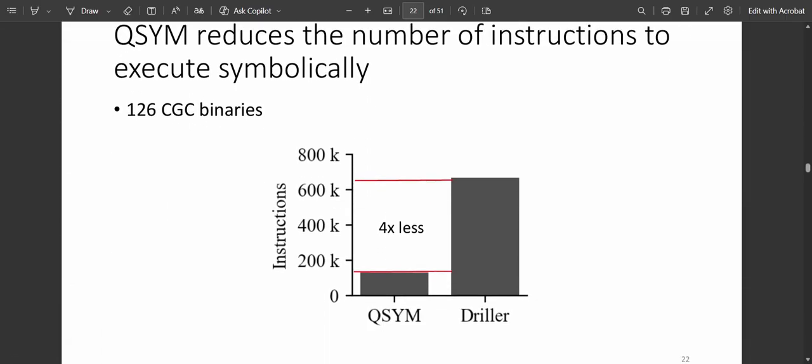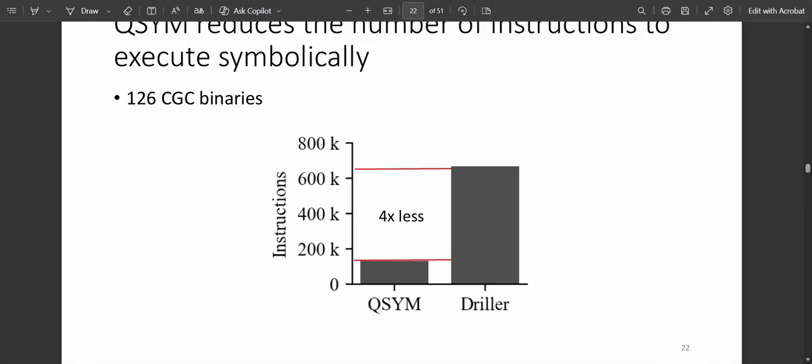And this is the graph. QSYM reduces the number of instructions to execute symbolically. Drills takes more than 600K, where QSYM takes four times less than that. It takes less than 200K to give you the best outcome.